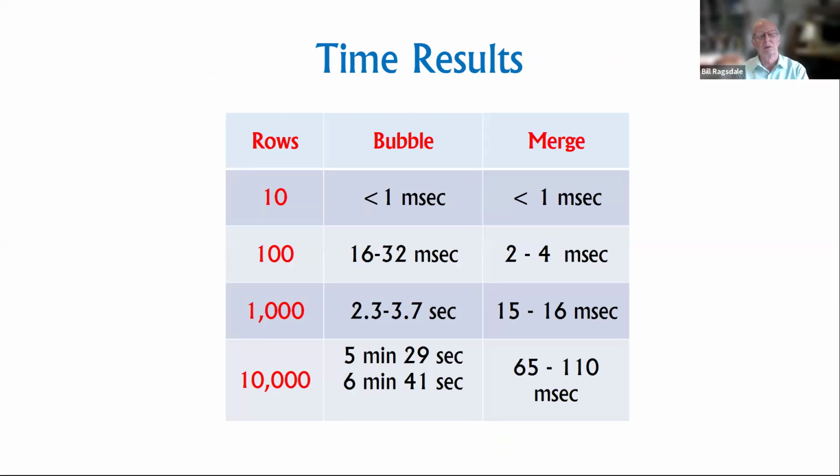We see that for 100 rows, the 10 to 30 millisecond time frame has gone down into 1 to 4 milliseconds. The 1,000-row sequence ends up into a 15 to 16 millisecond time range, and this gigantic 10,000-row sort is done in much less than 2/10 of a second, somewhere in the range of 65 to 110. The variation on these, of course, is how random was the input and how many runs were in the original input.